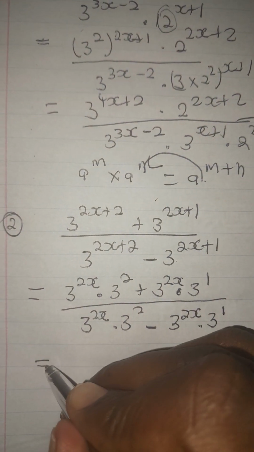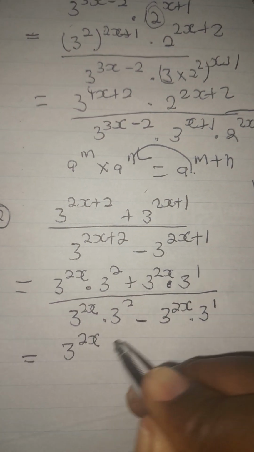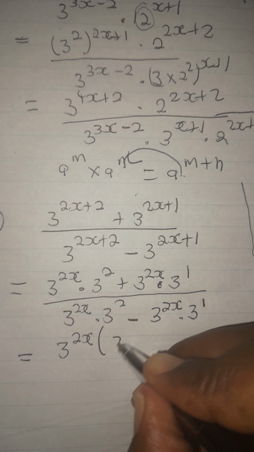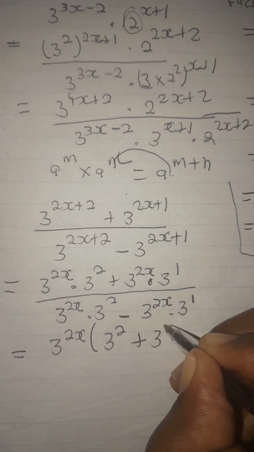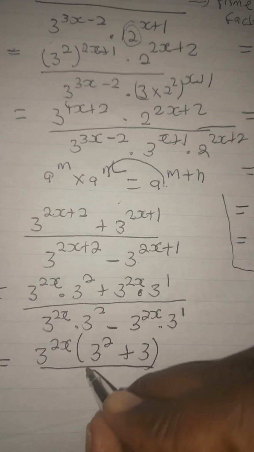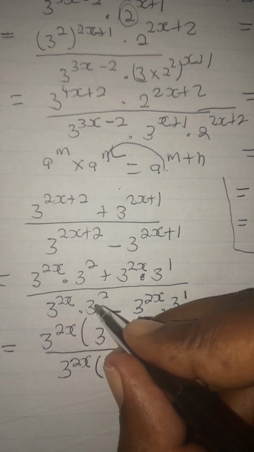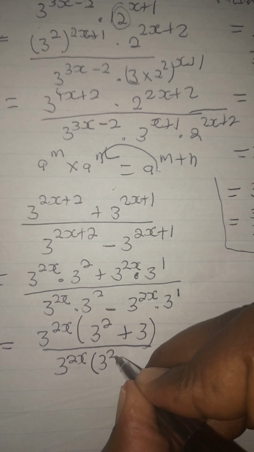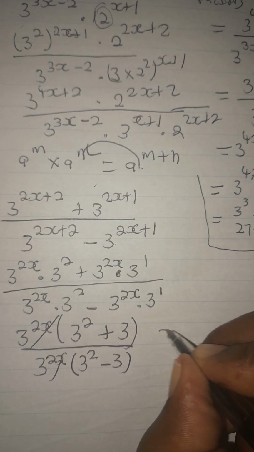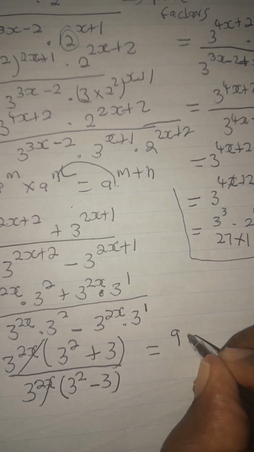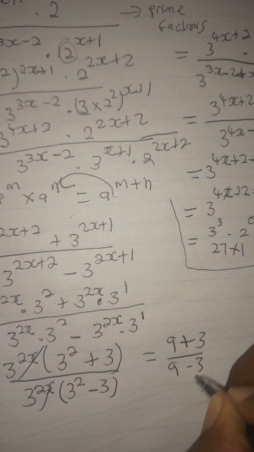So we are going to look at the common factor. The common factor is 3 to the power of 2x. Then what are we left with here? We are left with 3 to the power of 2 plus 3. And similarly, on the denominator, we are left with 3 to the power of 2 subtracted by 3 there. So this and this, they cancel. We know 3 to the power of 2 will be 9, plus 3 there. And we know this will be 9 minus 3.